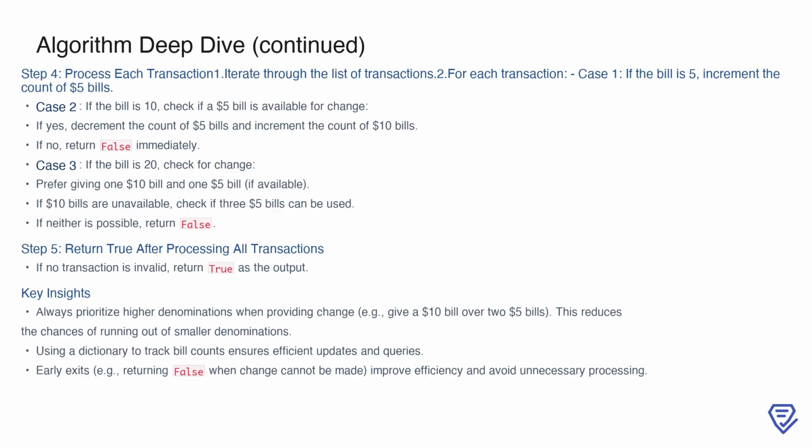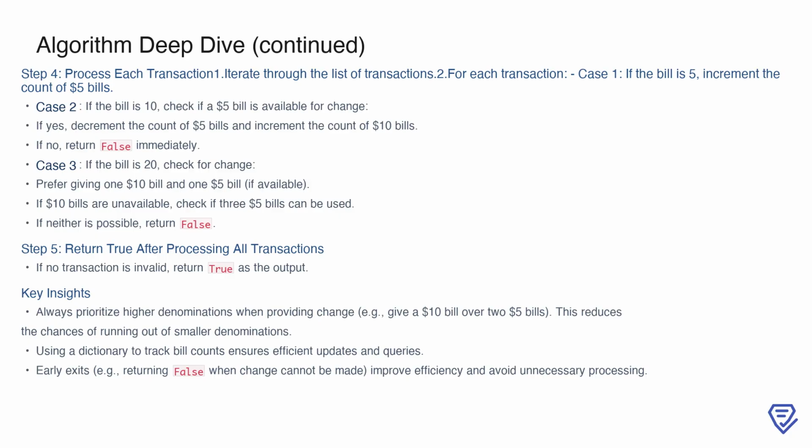For each bill, there are 3 key cases to handle. First, if the bill is $5, simply increment the count of $5 bills since no change is needed. Second, if the bill is $10, check if you have a $5 bill available to give as change. If you do, decrement the count of $5 bills and increment the count of $10 bills. If you don't, return false immediately because the transaction can't be completed.